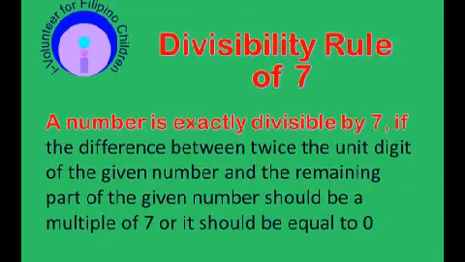Divisibility rule of 7. A number is exactly divisible by 7 if the difference between twice the unit digit of the given number and the remaining part of the given number should be a multiple of 7 or it should be equal to 0.